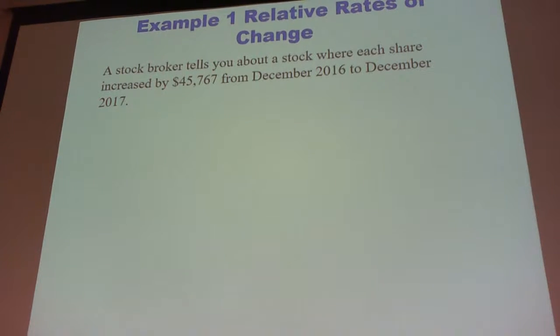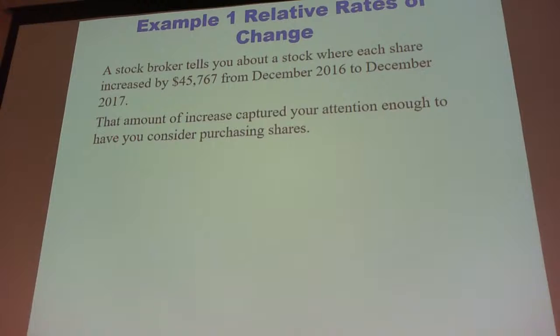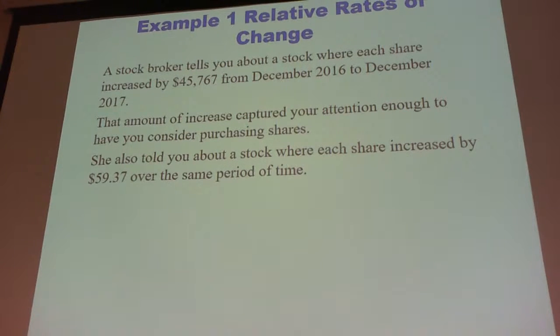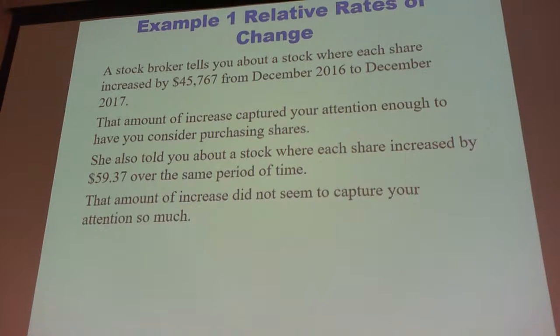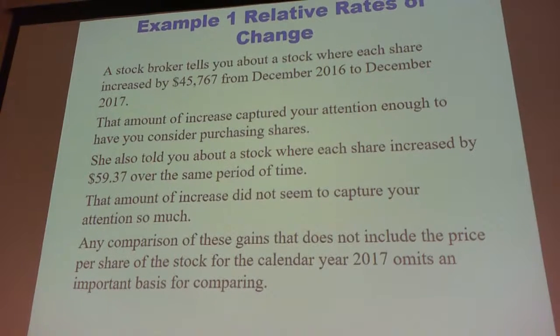So if a stockbroker tells you about a stock where each share increased by $45,767 from December 2016 to December 2017, you'll be like, I want that stock. It went up $45,000. That will get your attention. But somebody else said, I have stock that went up $59. You may not be that excited. But keep in mind, that is all relative. Just because it went up 45,000 or went up 59, it depends on how much the stock started at.